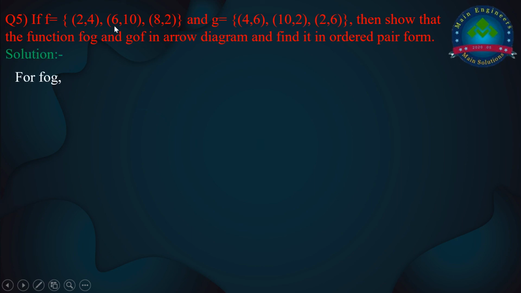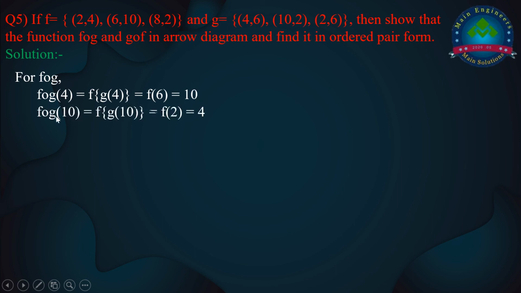So let's solve the question. For f of g, first we are going to find f of g of 4. First we have to solve g of 4 and then it becomes f of g of 4. What is the output of g of 4? Output is 6. So what is the output of f of 6? If you give 6 as input, you will get output 10. So f of 6 is equal to 10.